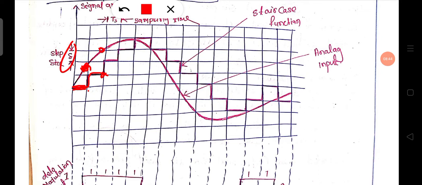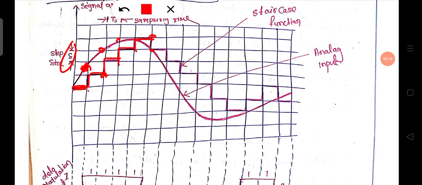Okay, we see that the analog signal amplitude is higher than the staircase voltage level, so it goes one level upward, or one unit upward. Then here also it compares, then it goes one unit upward. Here also it compares, then one unit upward.